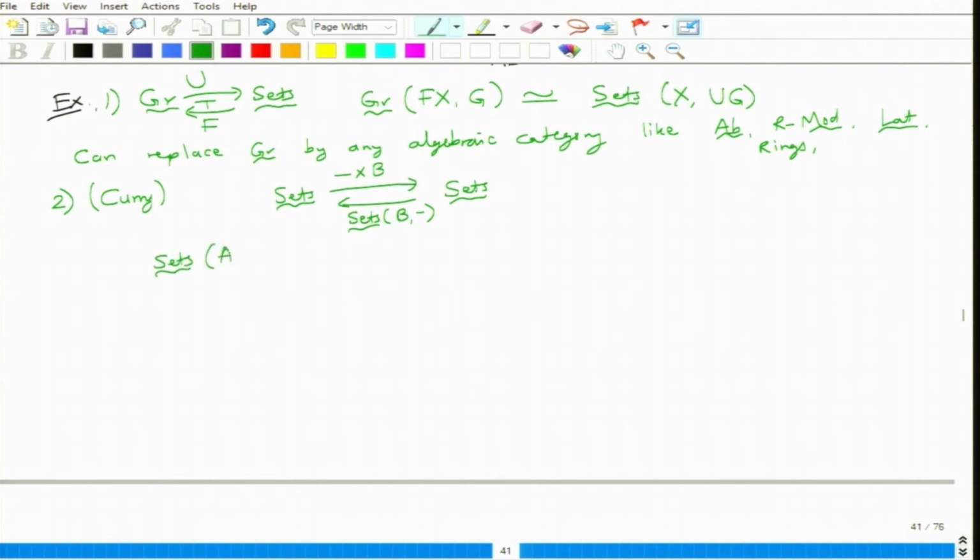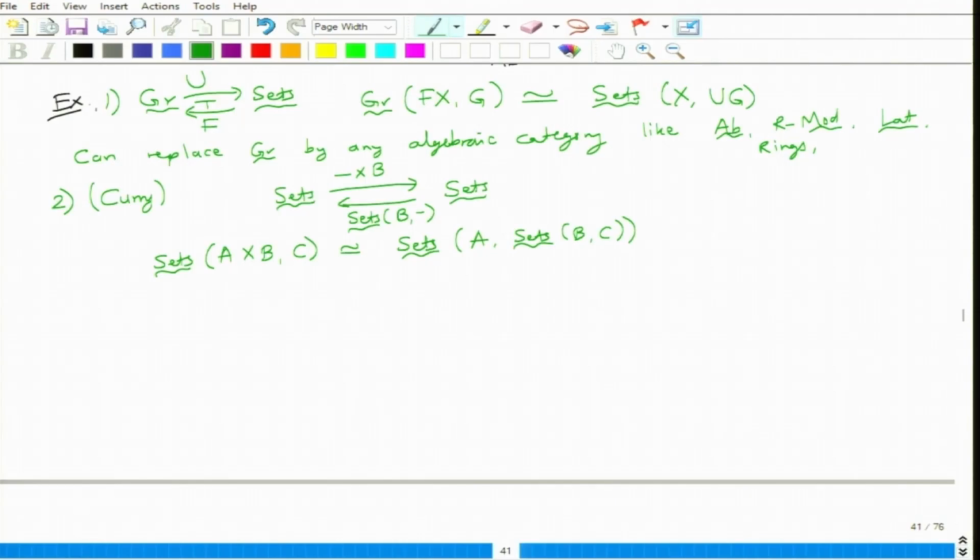Let me write down what I am trying to say in the form of a bijection. In sets, for any sets A and C, what I am saying is this: the set of two-variable functions A cross B to C is in bijection with the set of functions from A to the set of functions from B to C. The right hand side is simply a family of functions from B to C indexed by elements of A.